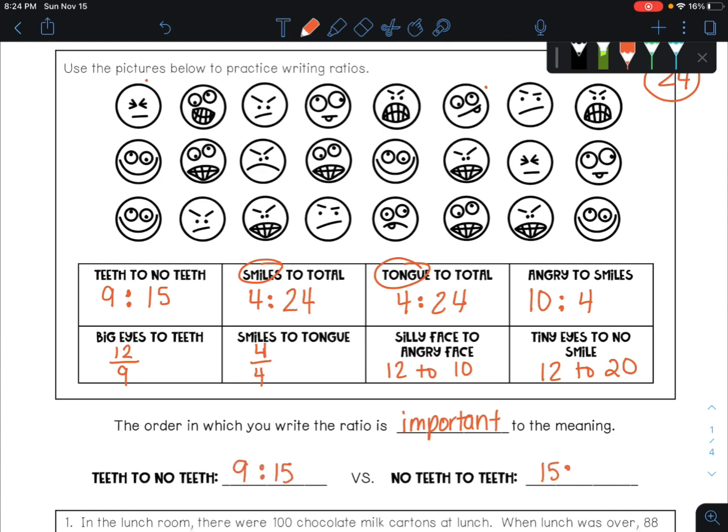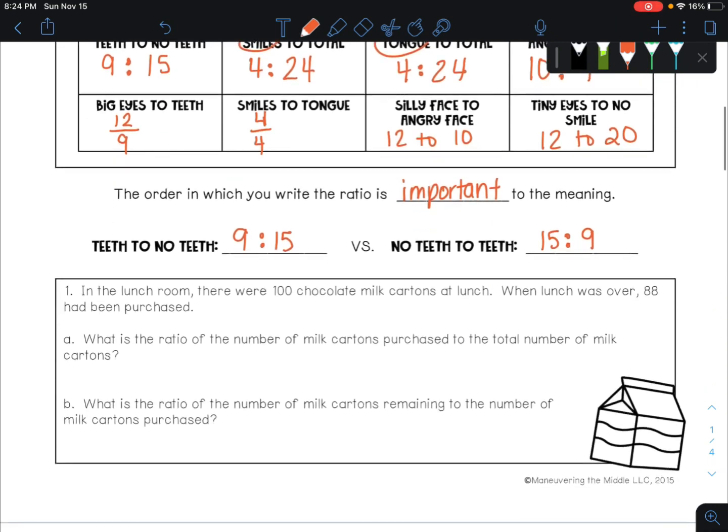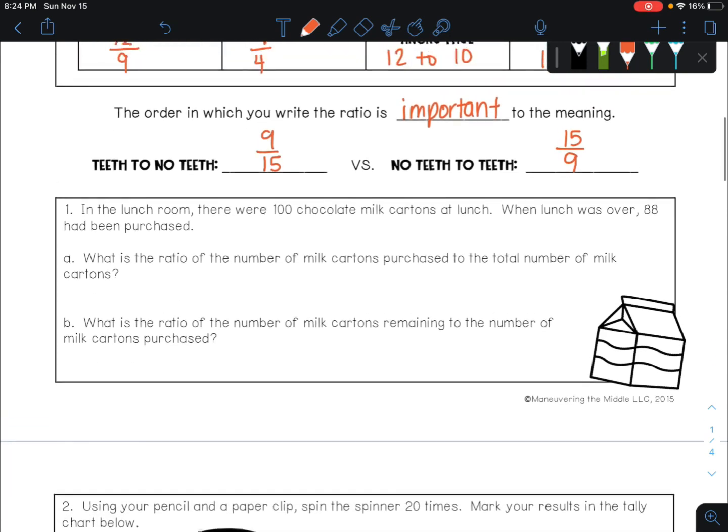Versus no teeth to teeth, they switch around. It might be more obvious if I write these as fractions. Watch what happens. So 9 over 15, but over here now it's 15 over 9. Those are totally different fractions. We know that. Okay? Let's take a look at this next example.